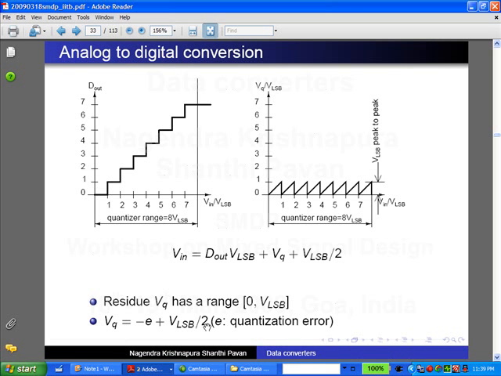And this is the type of characteristics you will see in the data sheets also. So just for you to be able to interpret it correctly, I am going through these terms. Is it okay?